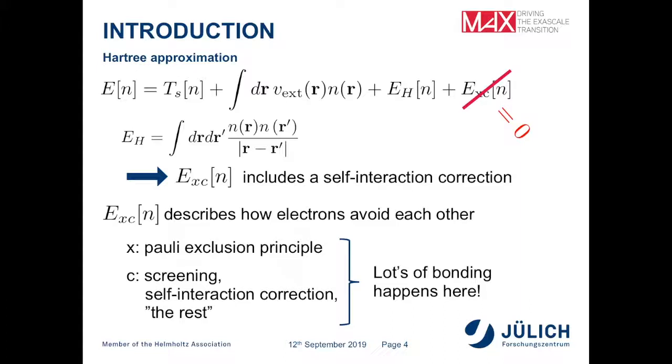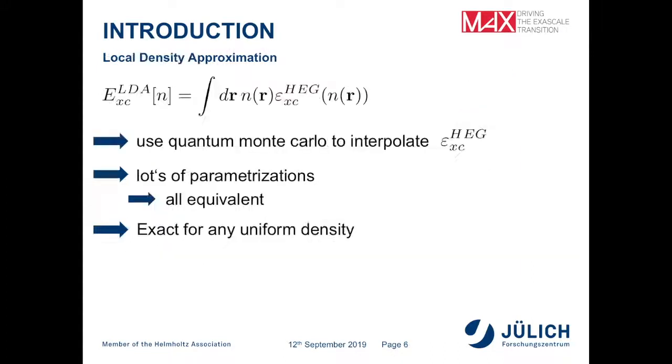And well, the easiest approximation you can make is the local density approximation, where you just say, if I have a given density at a certain point of space, I will map this density onto the homogeneous electron gas with the same density, where I have the uniform density throughout the whole system. And then I will use the exchange correlation energy of the homogeneous electron gas at that point in space.